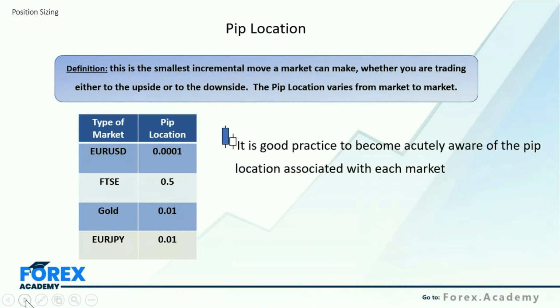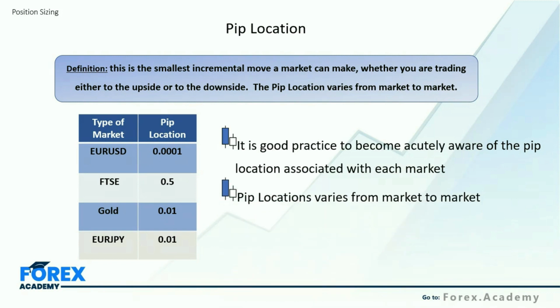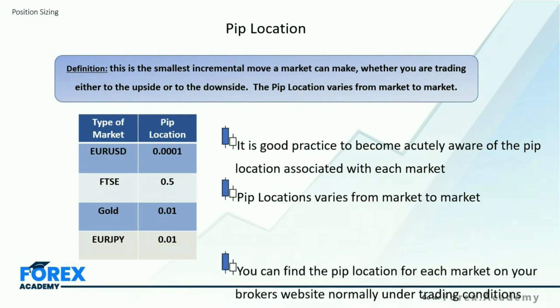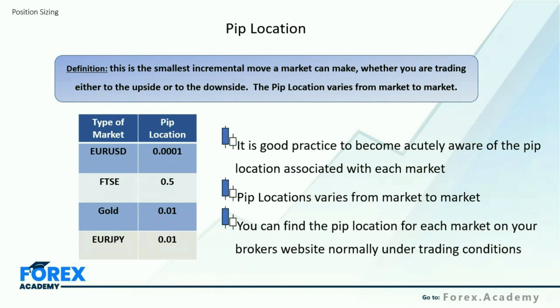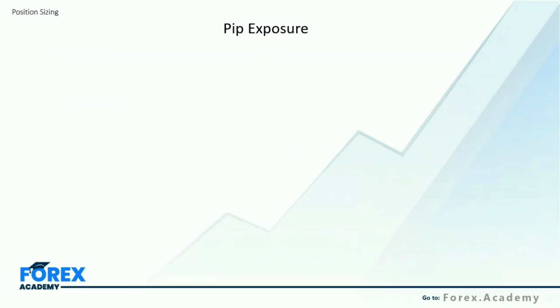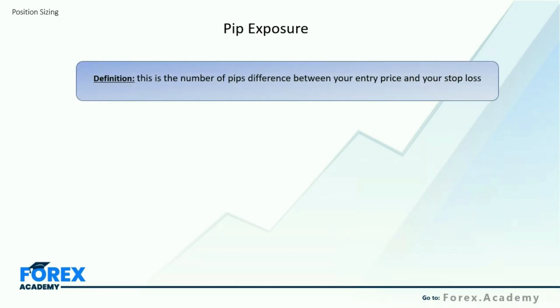So it is very good practice to become acutely aware of the pip location associated with each individual market. Now, pip locations, as we've said, vary from market to market. So you do need to be a little bit careful about making sure that you identify what the smallest incremental move of each market is. And you can find a pip location for each market on your broker's website, normally under trading conditions. So that's just a little bit of a review about the pip location. The next important topic when it comes to being able to position size correctly and accurately would be pip exposure.